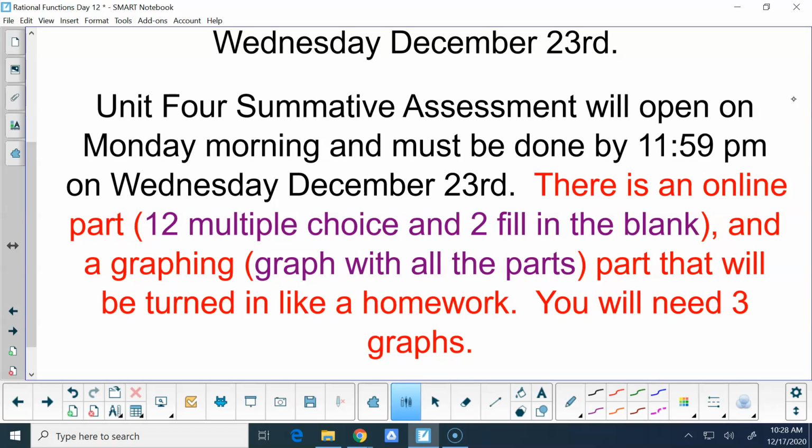Okay? In class, if we were taking this paper and pencil, you'd have 1 hour to do this. I'm giving you 3 days. Totally doable. Totally doable. Okay? Any questions about the test?